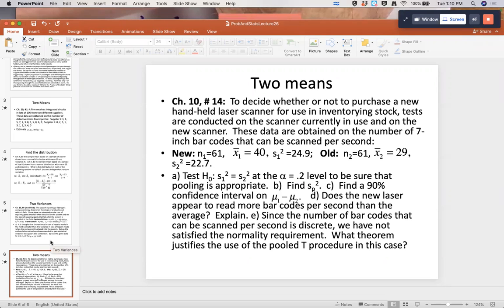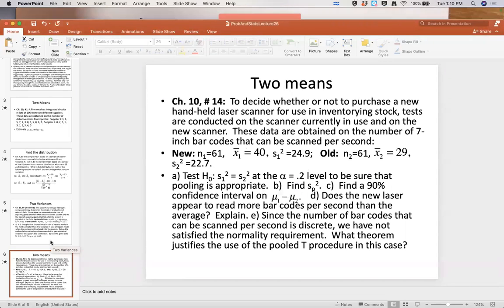What in the world was I thinking when I typed all this? Did I copy these correctly? I typed these PowerPoints like 15 years ago, and that's why I'm not remembering what I did. Problem number 14.